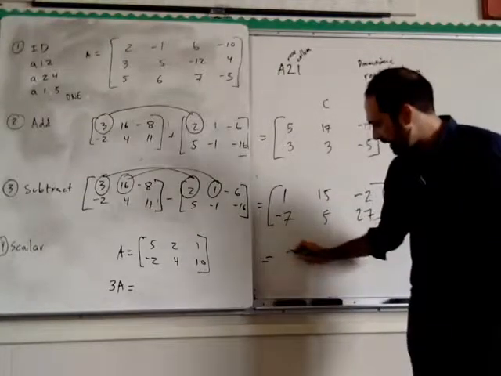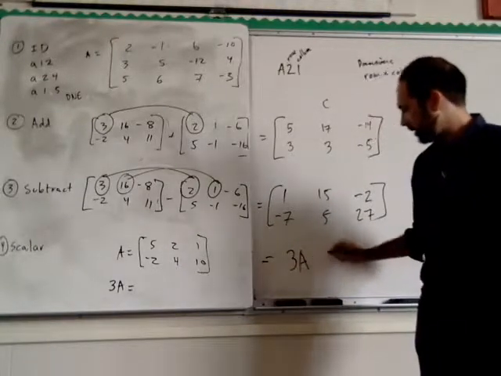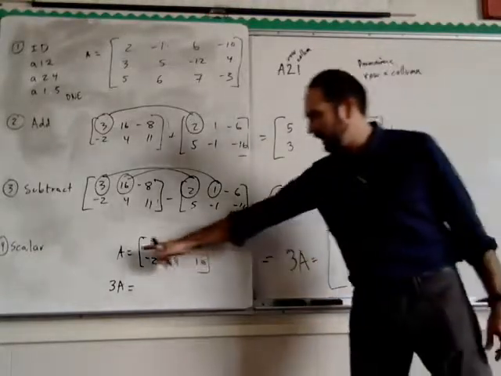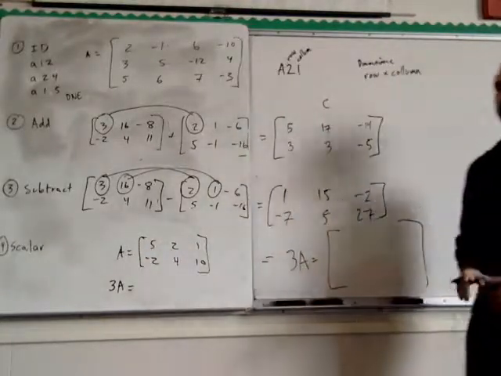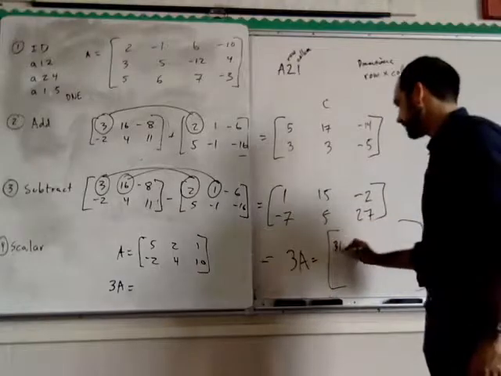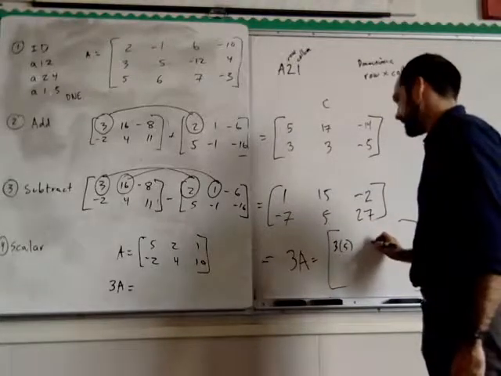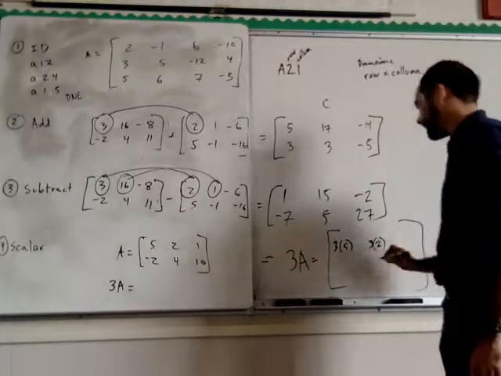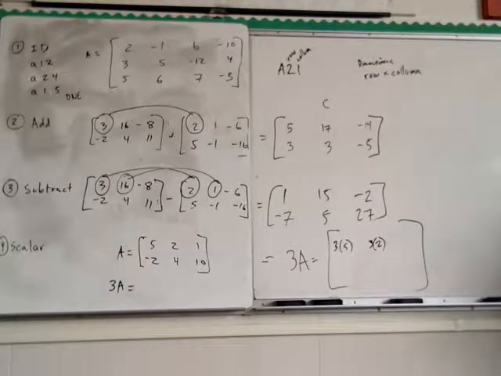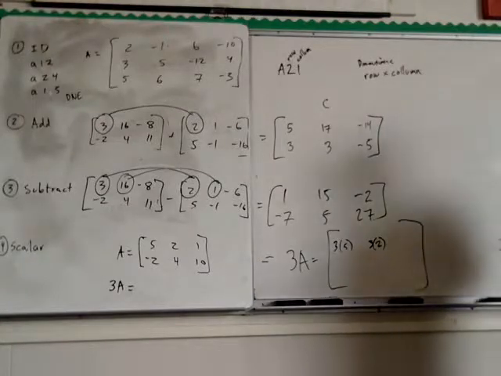But if I'm doing 3A, I want to figure out what my 3A matrix is when A is this 2 by 3. We're going to end up with the same number of terms. All you have to do is take 3 and multiply it by 5, take 3 and multiply it by 2, and so on. You're just scaling up the entire matrix to get a new one that is 3 times larger. It's easy.